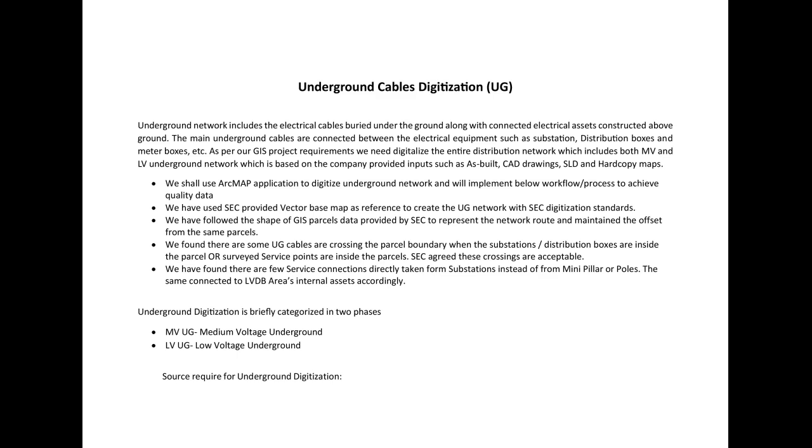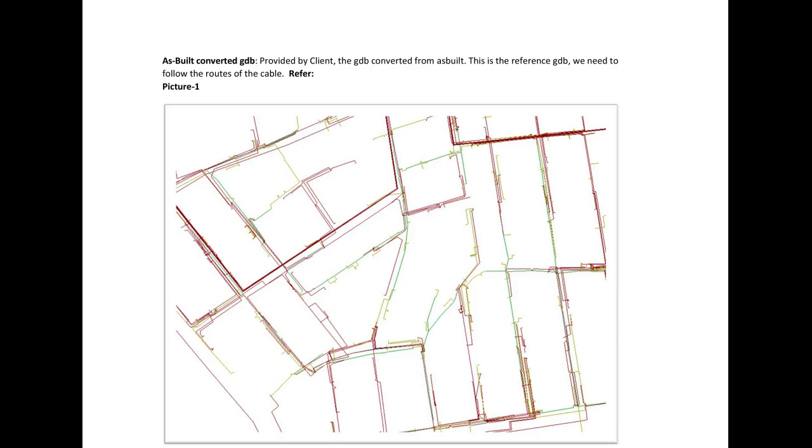Underground digitization is briefly categorized in two phases: MVUG, medium voltage underground, and LVUG, low voltage underground. Sources required for underground digitization: the as-built converted GDB, provided by the client, which is the GDB converted from as-built. This is the reference GDB, and we need to follow the routes of the cable.